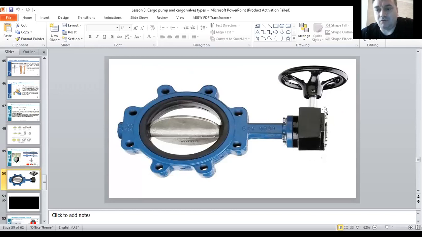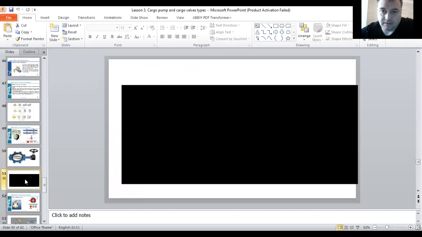You have a manual valve. Instead of the manual wheel, you can put a hydraulic one. So open, close, yeah? So here is a small video.